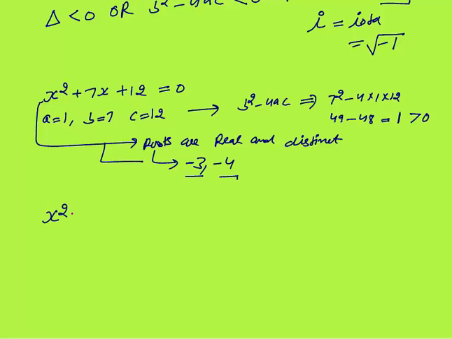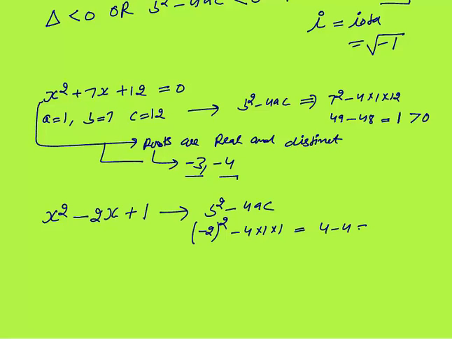Second example, I am taking x square minus 2x plus 1. Here if you find b square minus 4ac, that will be equals to minus 2 whole square, b is minus 2, minus 4 into a is 1, c is 1. This will make 4 minus 4 equals to 0. Here you can see that b square minus 4ac equals to 0. We can say that the roots will be real and equal.